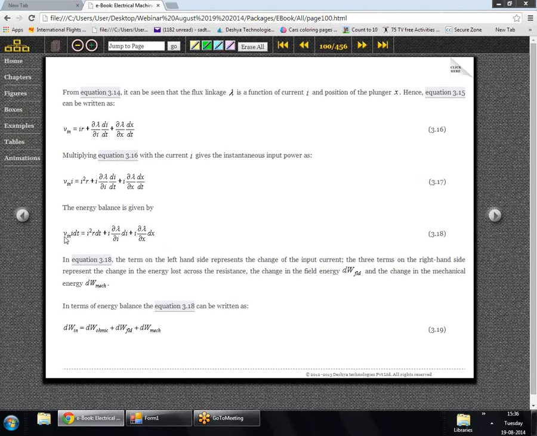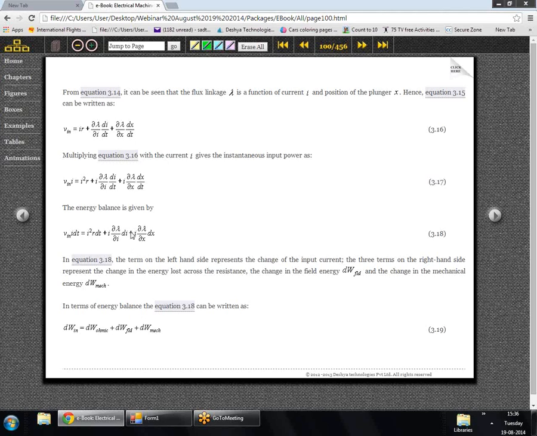So if I see this equation 3.18 and I compare it with equation 3.19, then I get my input electrical energy is equal to V in into I into dt, and that is represented by dW in. And my ohmic loss, the differential ohmic loss dW ohmic, is I square R into dt, plus dWFLD, which is the field energy. It is I, partial derivative of lambda with respect to I, into di, and then my mechanical energy, differential mechanical energy, is actually I, partial derivative of lambda with respect to x, into dx.